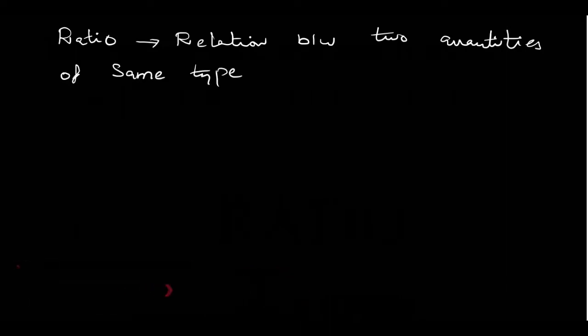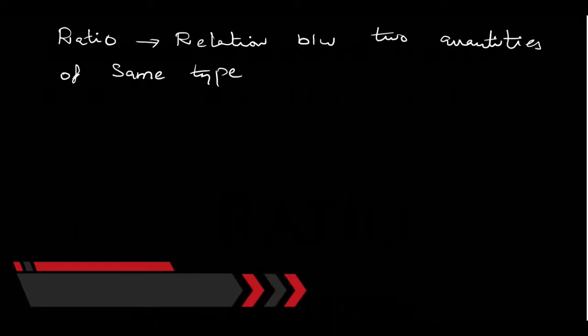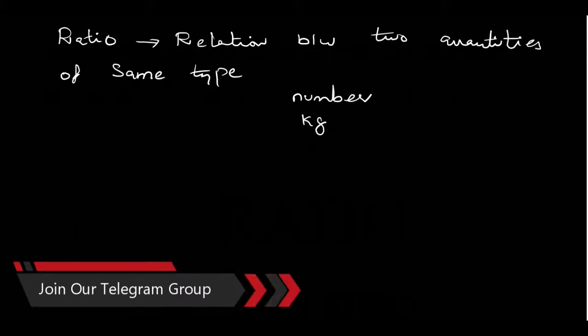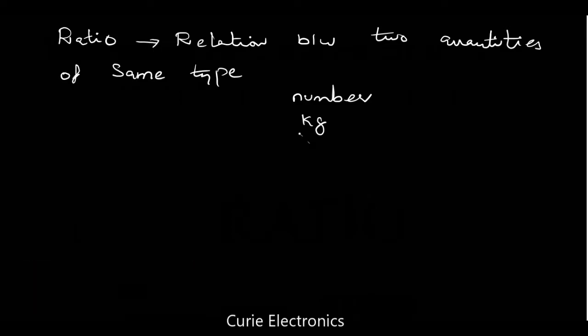Same type, what I meant is, if it is numbers, then everything has to be in numbers. If it is in kilogram, then in whatever ratio problem we are doing, all numbers should be in kg. Or if it is in rupees, all should be in rupees. Like that, if it is length, all should be in length, either all in centimeter or all in meter, but use only one.